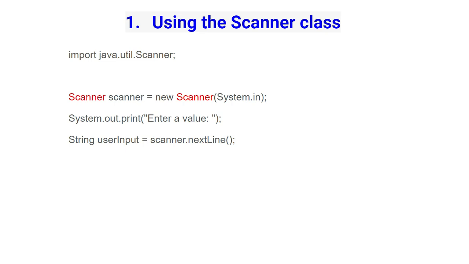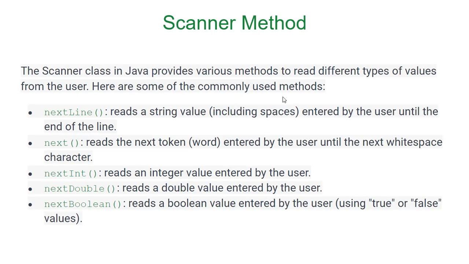So for example, in that case, if you want to read the integer value, you have a different method, which is nextInt. If you want to read a byte value, you have a different method, nextByte. If you want to read a string value, we have a next or nextLine method. If you want to read some boolean value, we have a method called nextBoolean.